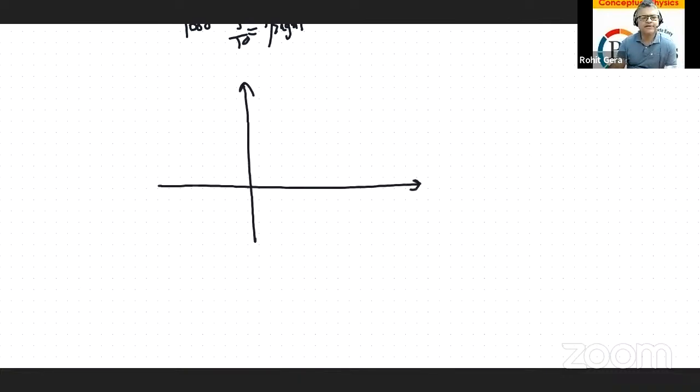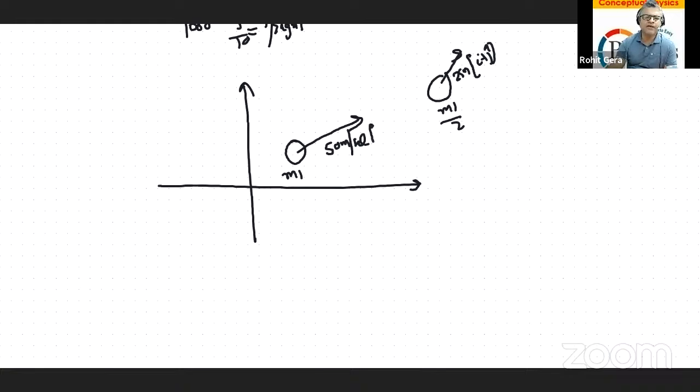This is one mass. It is moving in a particular direction. There is another ball which is moving in another direction. This is moving with 50 meter per second and has a mass m1. This is a mass of m1 by 2, moving at 25 meter per second at an angle of maybe I plus j, right? This is the direction of the velocity, 25 meter per second with I plus j, and this is 50, and this is maybe I plus 3j vector, something like that.